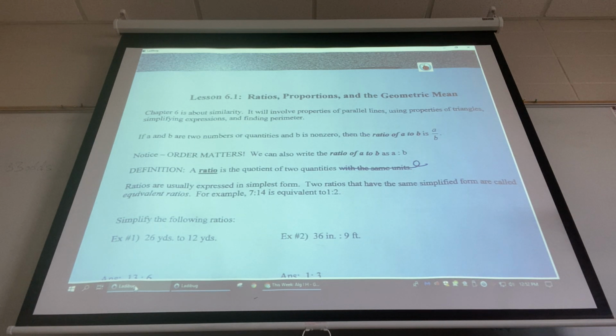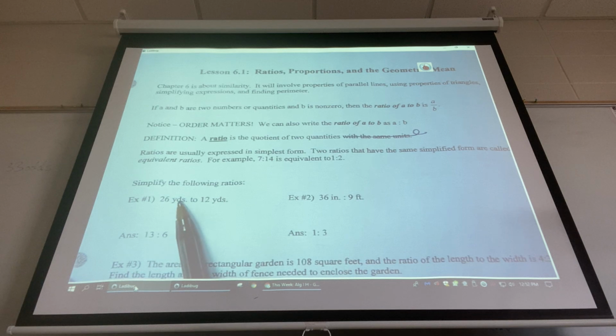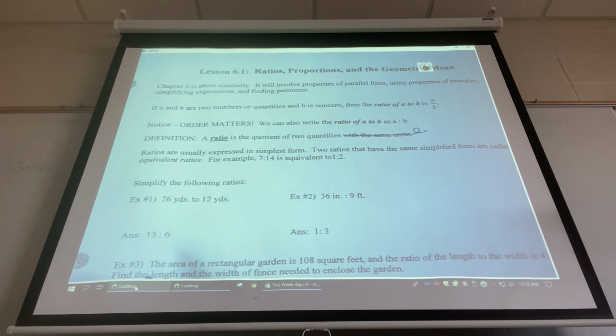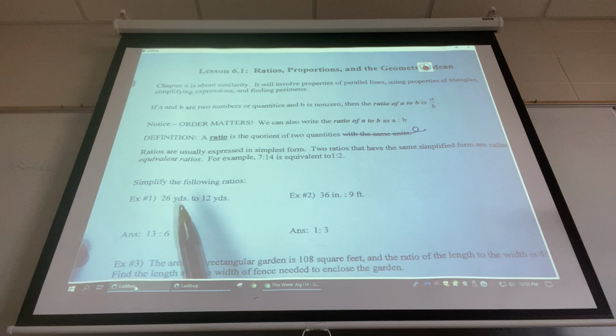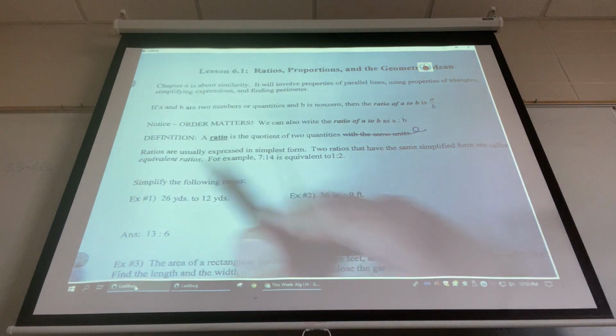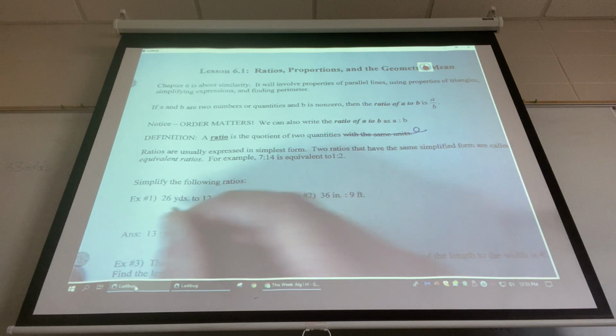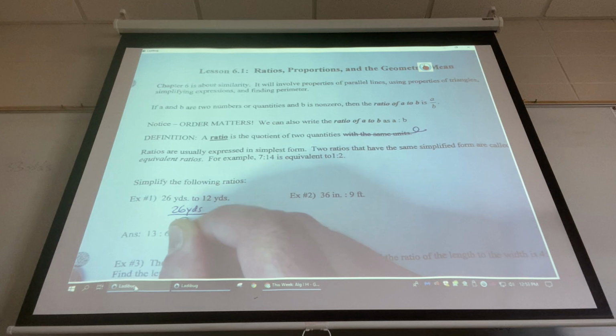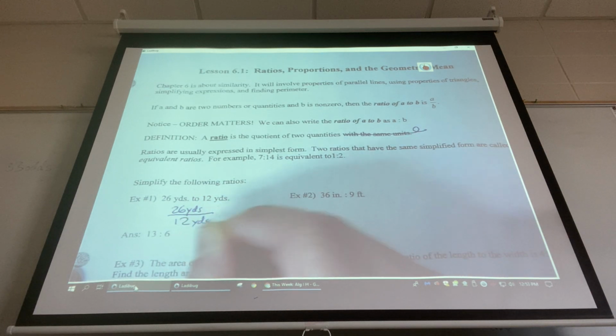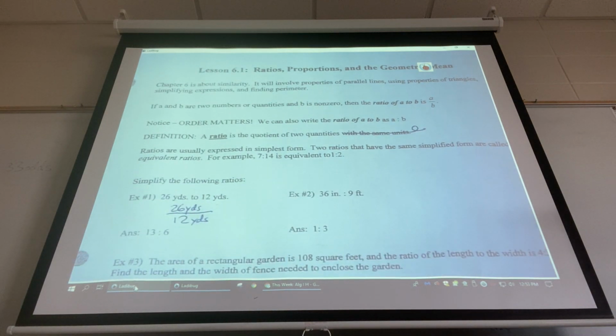All right, well it says simplify the following ratios. And notice in example 1, we're comparing yards to yards. So this might be that you're comparing the sides within a triangle, or maybe sides comparing two different triangles. But when you want to simplify a ratio, write it as a fraction, ensuring your order is correct. And then you want to make sure to simplify it.